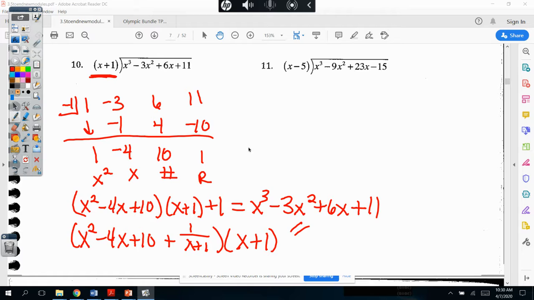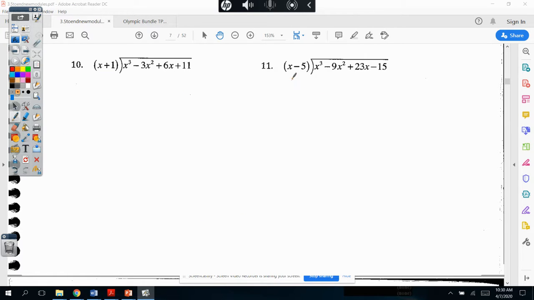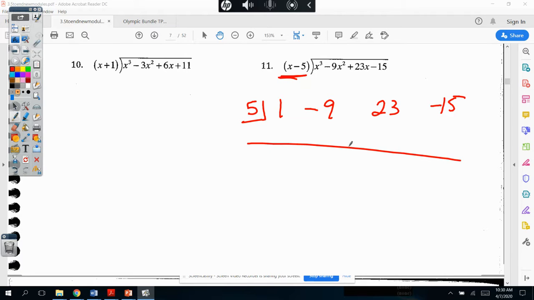Okay, number 11, I can also do synthetically. This is a candidate. You'll put a positive 5 in the box. Coefficients, 1, -9, 23, and -15. Skip a line, draw a line. Oop, little downhills there, that's all right. And have a party. You multiply, you add. You multiply, you add. You multiply, and you add.